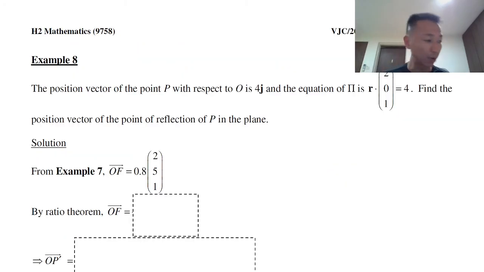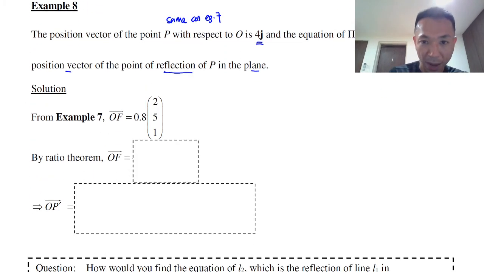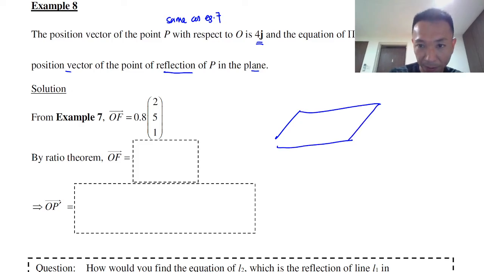So, we use example 8 to illustrate our point. The position vector of a point P, this is exactly the same as example 7 if I'm not wrong. Yeah, similar to example 7. Same, exactly the same. Find the position vector of the point of reflection in the plane. So, I think I will draw a diagram. This is P. This is P prime.